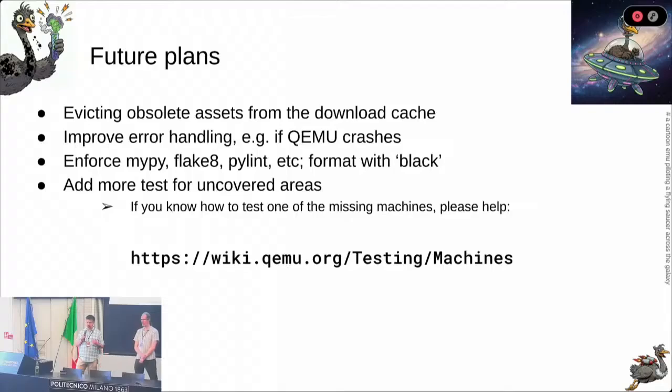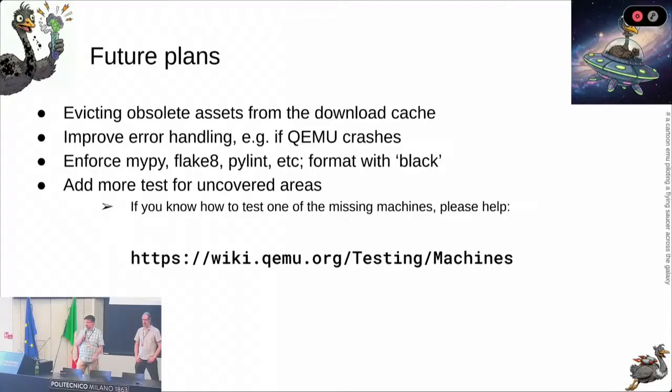Apart from that, there's still some stuff we have to do for error handling. For example, if QEMU crashes, often the tests are currently timing out instead of canceling directly, so there needs to be more detection for QEMU crashes. And then there are the various Python linters, MyPy, Flake8, and so on. We should maybe enforce them to get better coding style. And of course, always add more tests for uncovered areas.